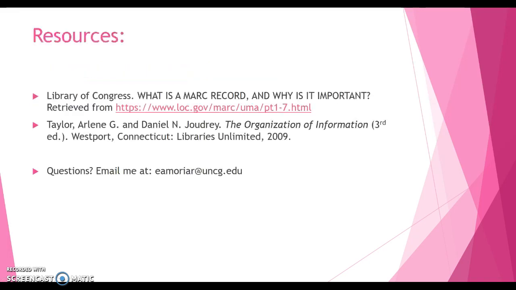There is an example in our textbook on pages 276 to 277. It's really interesting. It uses hair dyes as an example, and it shows all these different headings and that sort of thing. If you're not sure what this actually looks like, I highly recommend going to our textbook and checking it out just to get an idea of what this actually would look like. So here are the resources I used, primarily the Library of Congress website and also, of course, our textbook.